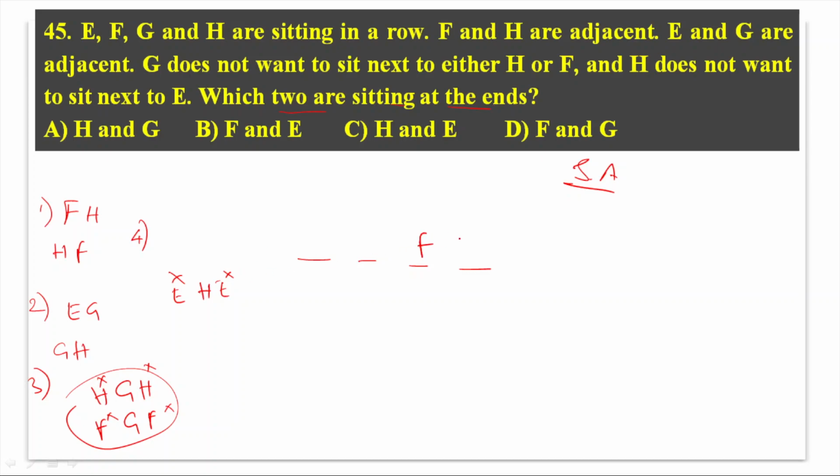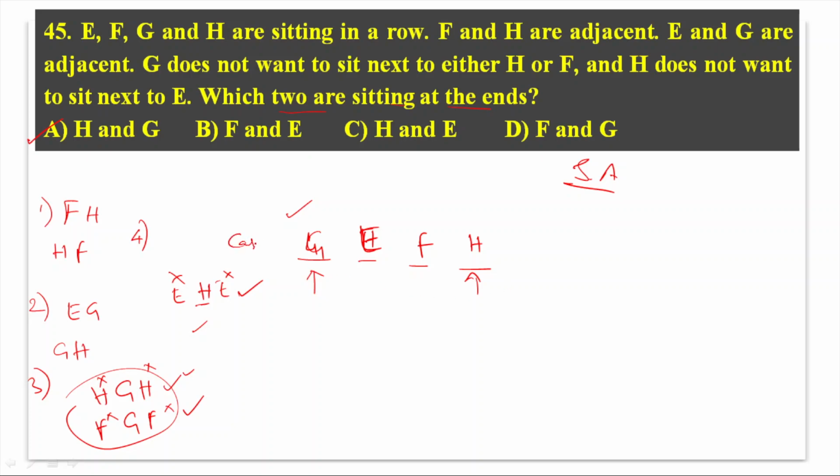Suppose if I take F and H here, they are sitting adjacent to each other. Next, suppose G and E will be here. So I need to check whether these conditions are satisfied or not. Suppose see here, G must not sit on either side of H. So here H is not present. Okay, this one is satisfied here. And G also must not sit with F. So it is also satisfied here. Next, H must not sit next to E. So this condition is also satisfied here. So this is one way of solving. So which ones are sitting at the extreme ends means G and H are sitting at the extreme ends.